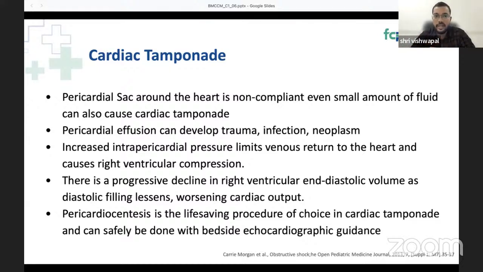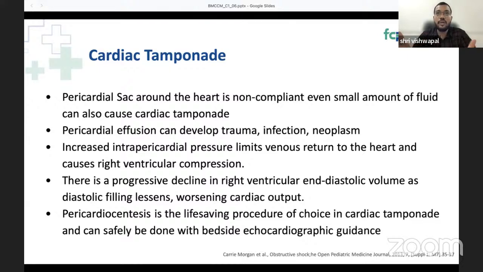In this cardiac tamponade, the heart is present in the pericardial sac, so if there is any kind of inflammation or fluid in the pericardium, the pericardial sac will dilate. What happens is it takes the place of the right ventricle and left ventricle.